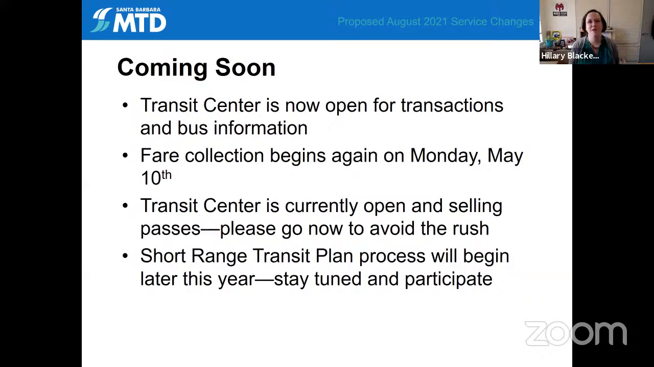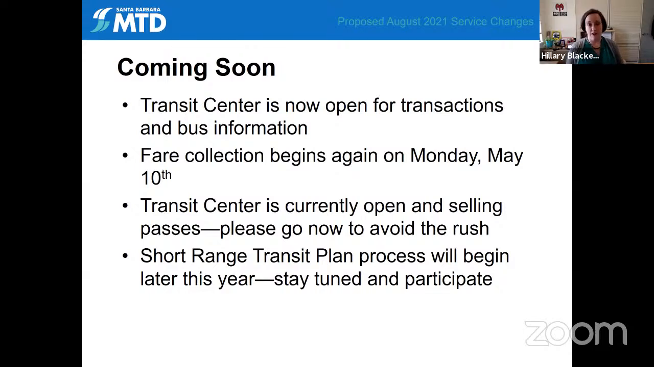One more thing before we get to questions, while I have you, the transit center has been renovated. It's now open for transactions and bus information. You can't hang out and wait for your bus inside yet because of COVID restrictions, but you can go in, purchase passes, and get information about when your next bus is coming. Hope you check it out. It looks really nice in there.